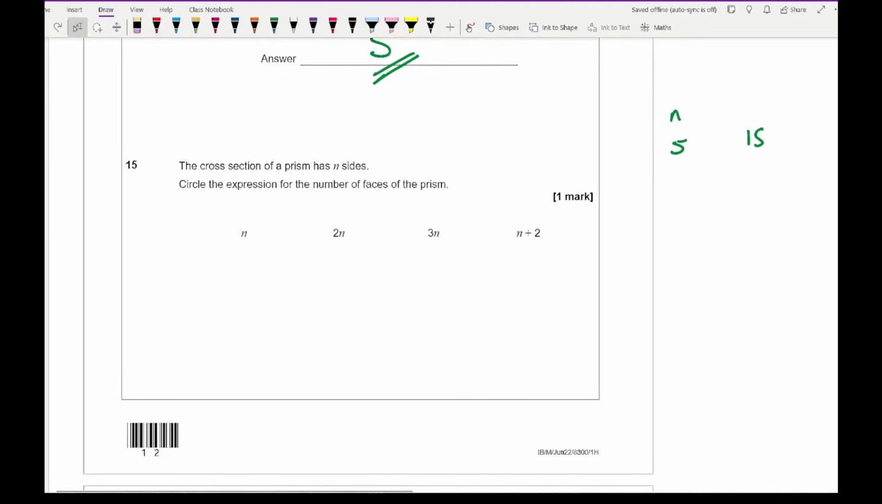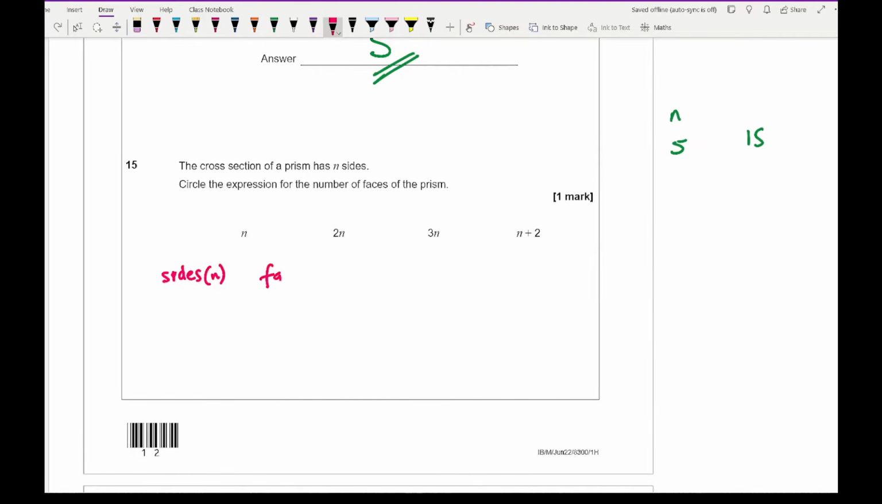Then moving on to question 15, it says the cross section of a prism has n sides. Circle the expression for the number of faces of the prism. Now for this, let me just write that down. So sides, which is n.